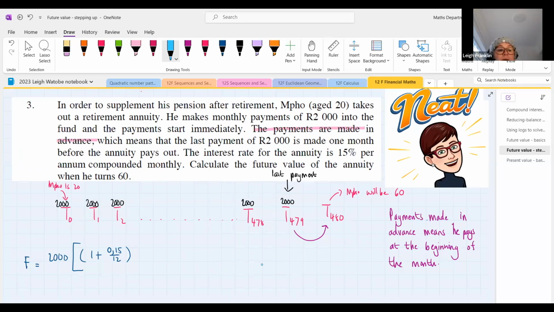Oh, okay. So now does it make sense to you? Now we get all the way down to T479. He makes that payment of 2,000 Rand at the beginning of the month. But he's not making any more payments after that. So after he makes that payment at the beginning of T479, the money sits in the account until the beginning of the next month, which is when he turns 60 and it pays out. Does that make sense to you?